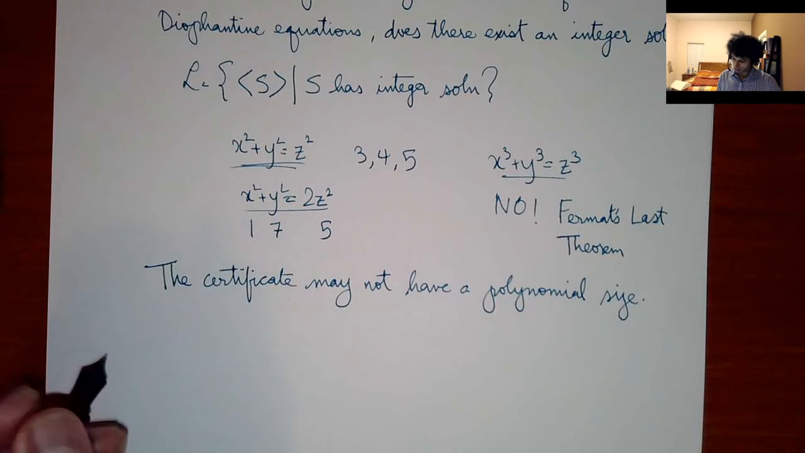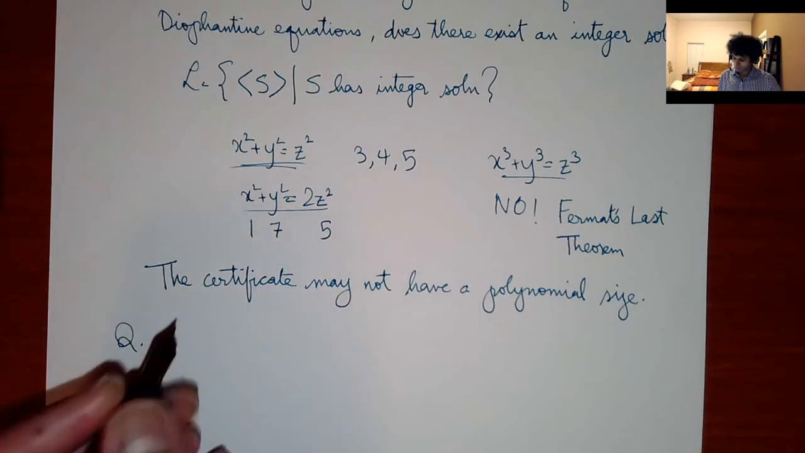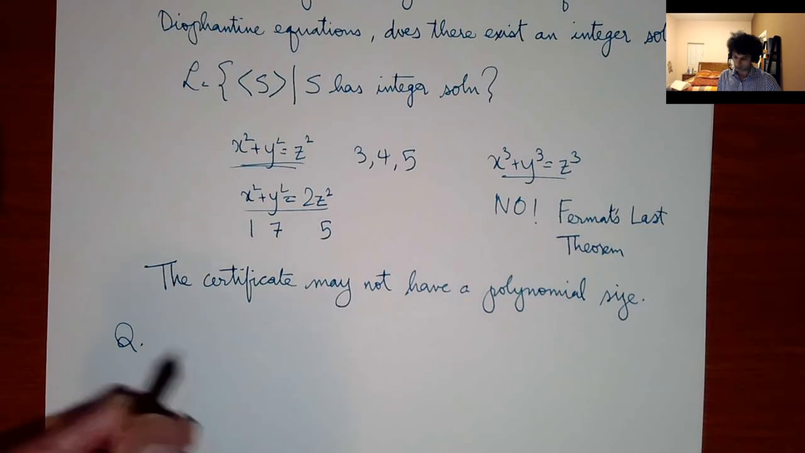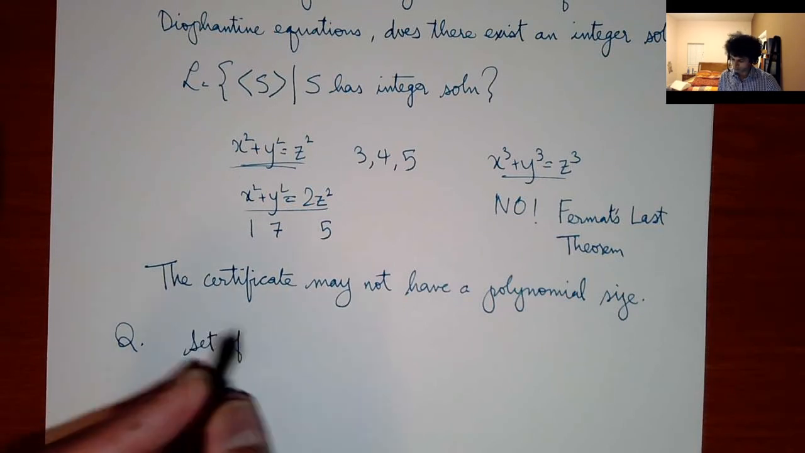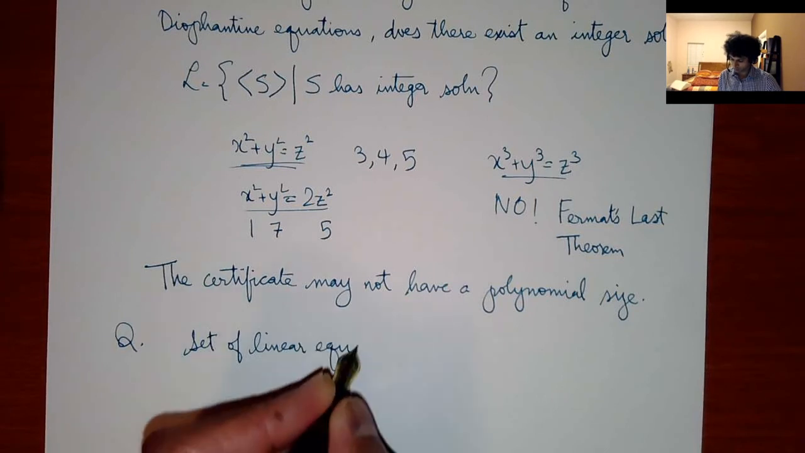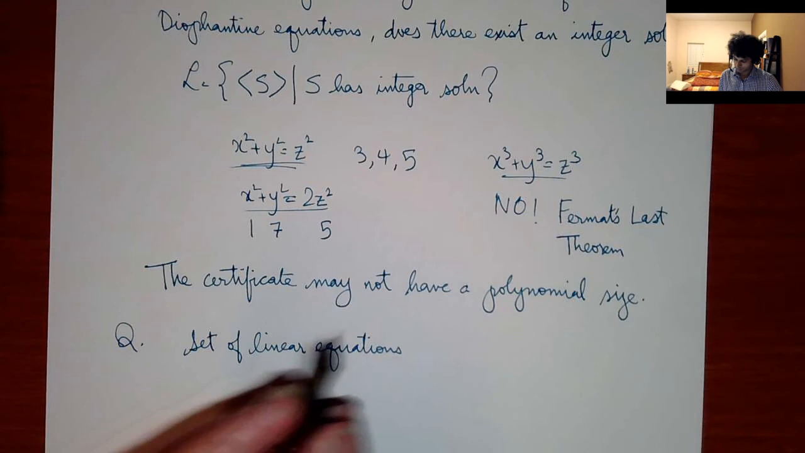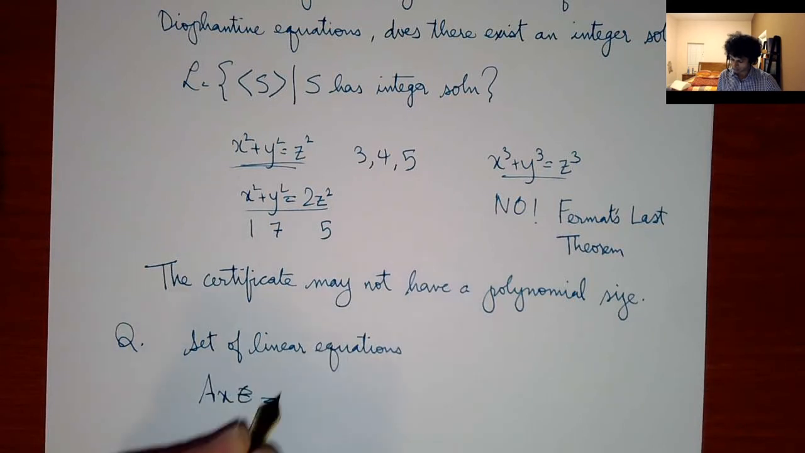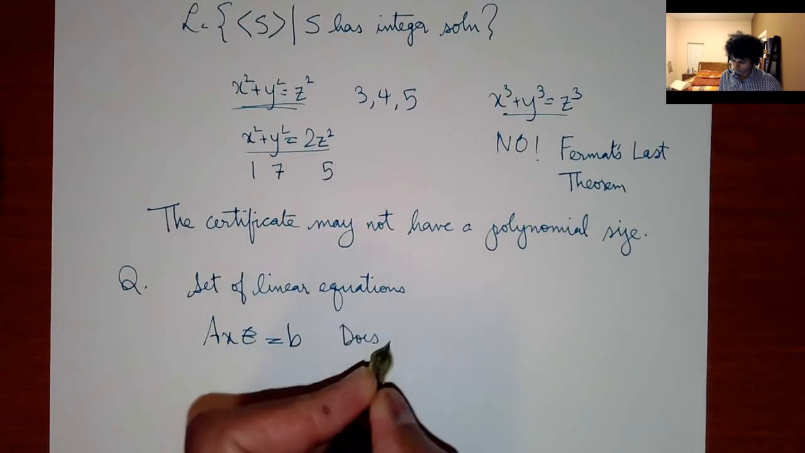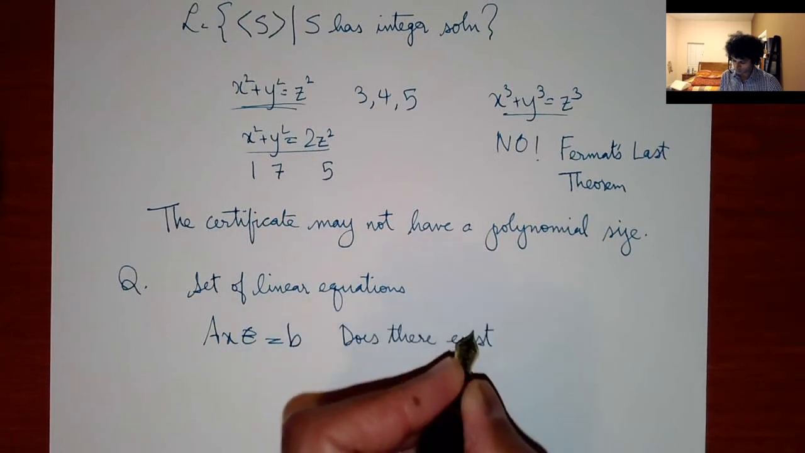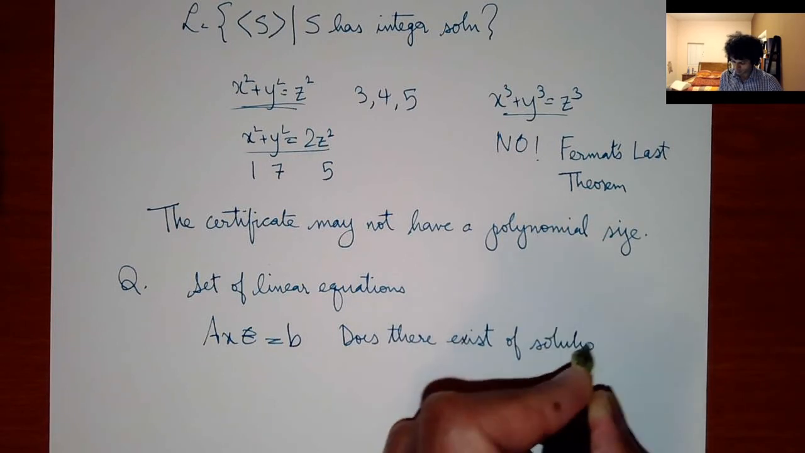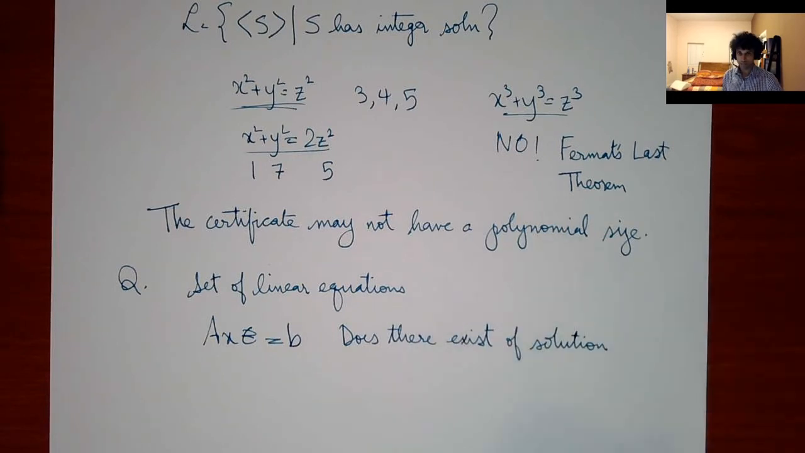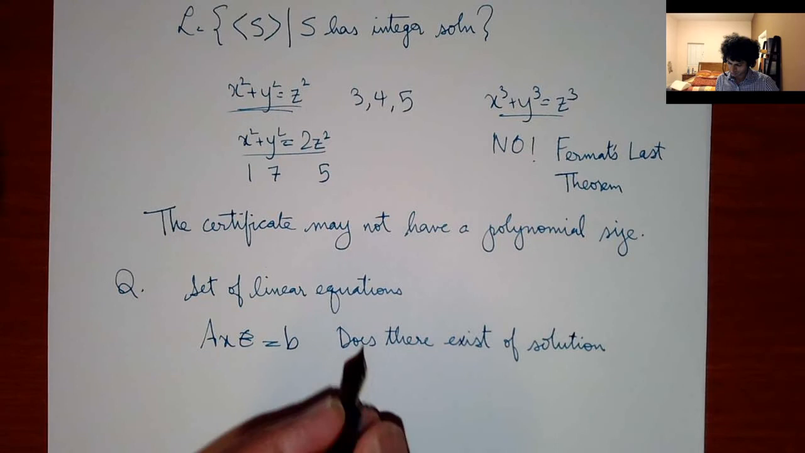Let me now ask another question. Let me suppose a set of linear equations. Given Ax equal to b, does there exist a solution? If you want to make it concrete, the entries of A and b are all integers. But I'm not asking for an integer solution. I'm just saying, does there exist a solution of this linear system?